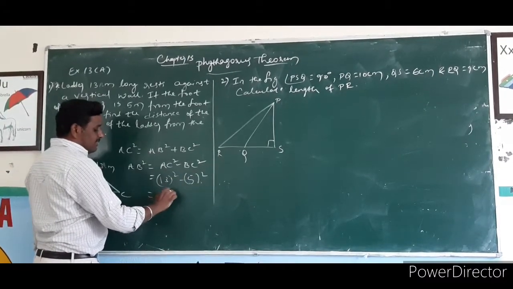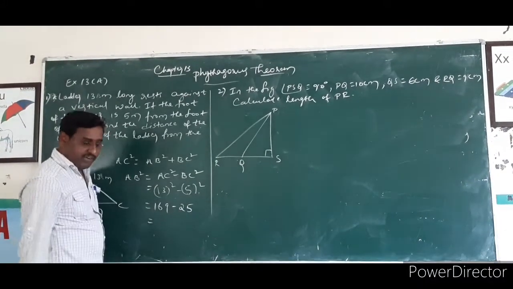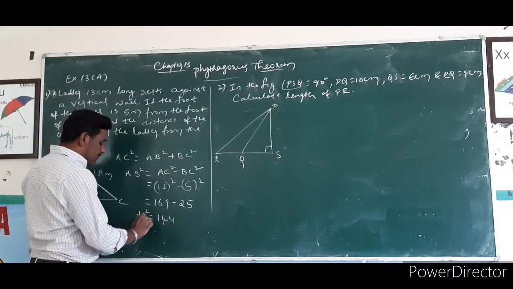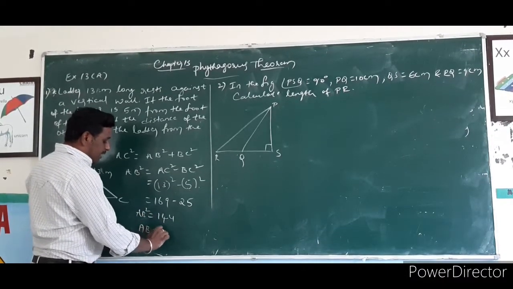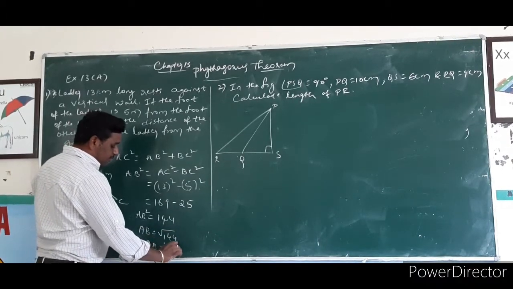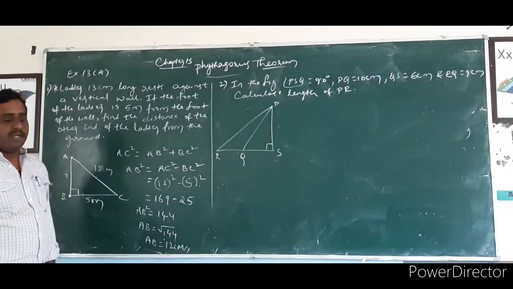13 square means 169. 5 square means 25. 169 minus 25, you will get 144. That is AB square, but we want AB value. AB is equal to root 144. AB is equal to 12 centimeter. So we can easily find the answer like this.